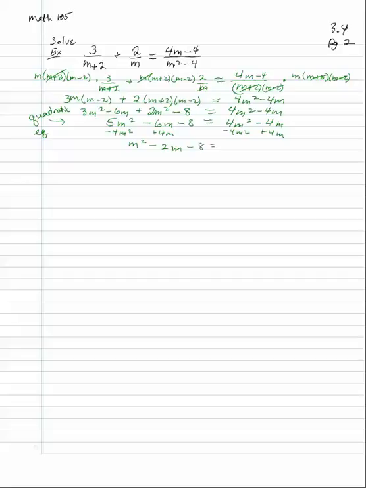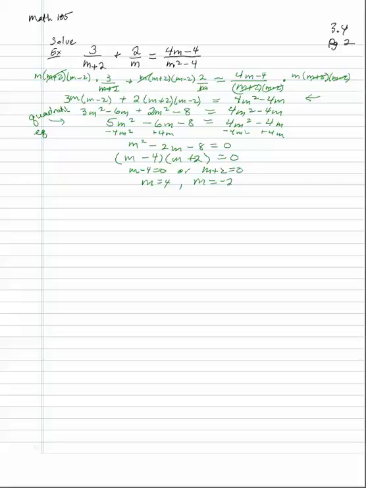2m minus 8, factors of 8 that subtract to 2. So that's 4 and 2, minus, plus. So m minus 4 equals 0, so m is 4. Or m plus 2 equals 0, so m is negative 2. Now, remember, these are possible solutions. They're solutions to this equation, but they may or may not be the solutions to the original equation because we lost information about the domain.